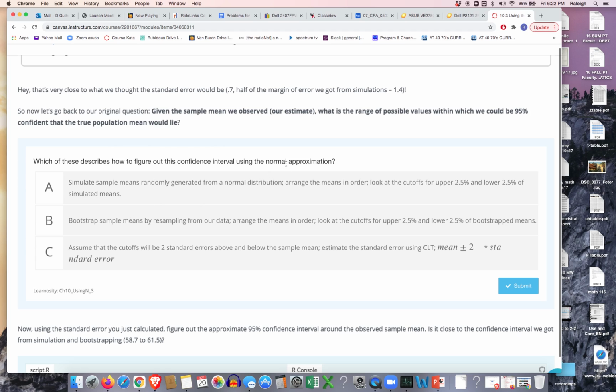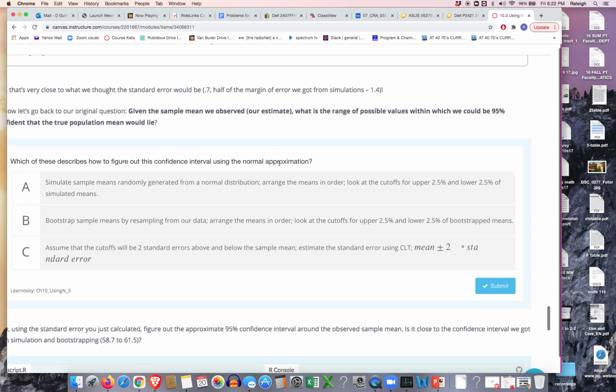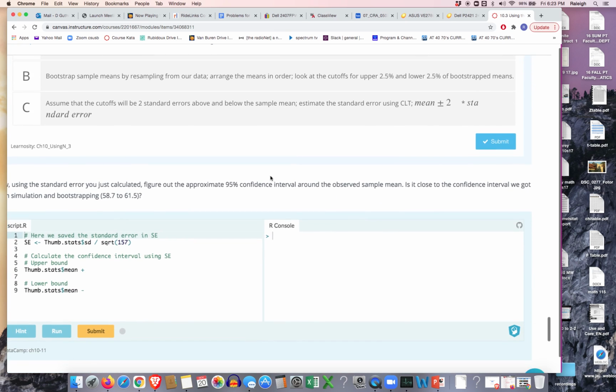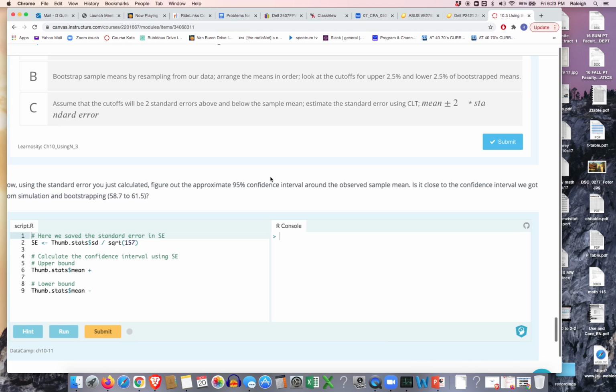Well, that's not really the normal approximation. Bootstrap sample means, etc., but that's not really what we're doing here. Assume the cutoffs will be 2 standard deviations above and below the sample mean. Estimate the standard error using the central limit theorem, mean plus or minus 2 of the standard errors. Yes, that is C. So let's see if we can do that right here.